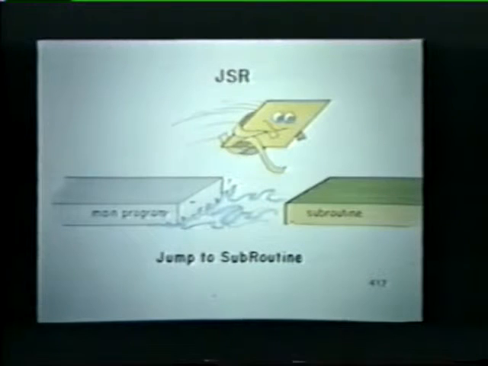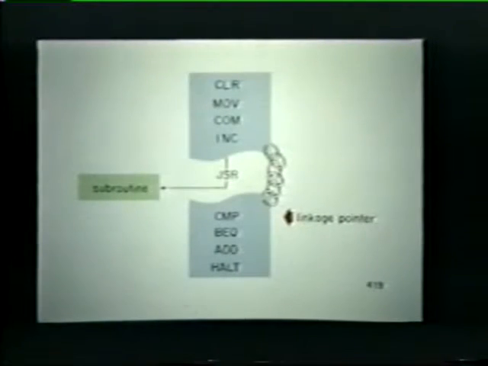We will first talk about the JSR, or jump to subroutine instruction. This instruction allows the main program to jump to a specific subroutine. If the program jumps to a subroutine, it has to have some method of knowing where to return in the program once the subroutine is finished. The JSR instruction causes the program to jump to a subroutine and at the same time constructs a linkage pointer. This linkage pointer allows the main program to continue where it left off once the subroutine has been executed.